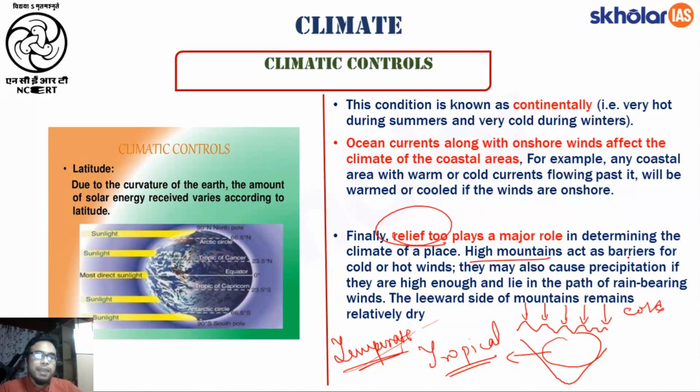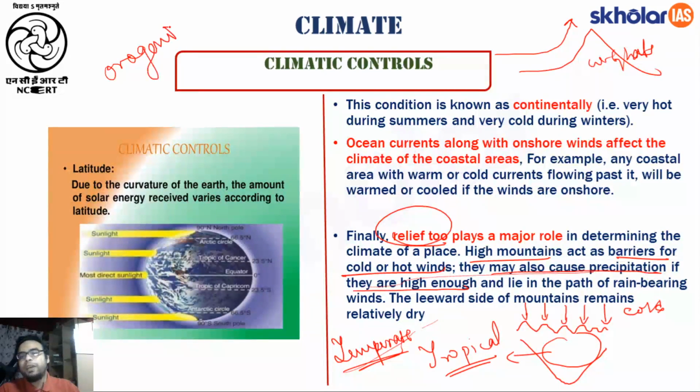High mountains act as a barrier for your cold or hot winds, and they may also cause precipitation if they are high enough. Now for an example, when I was talking about your Western Ghats, as the monsoonal winds flow through the Western Ghats, they will rise up, and because of convection it will cause rainfall. And what type of rainfall? We call it orogenic rainfall.